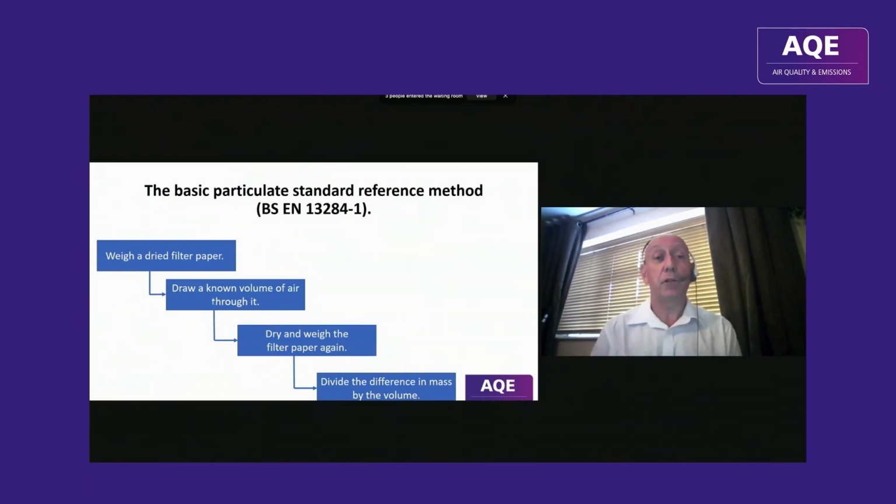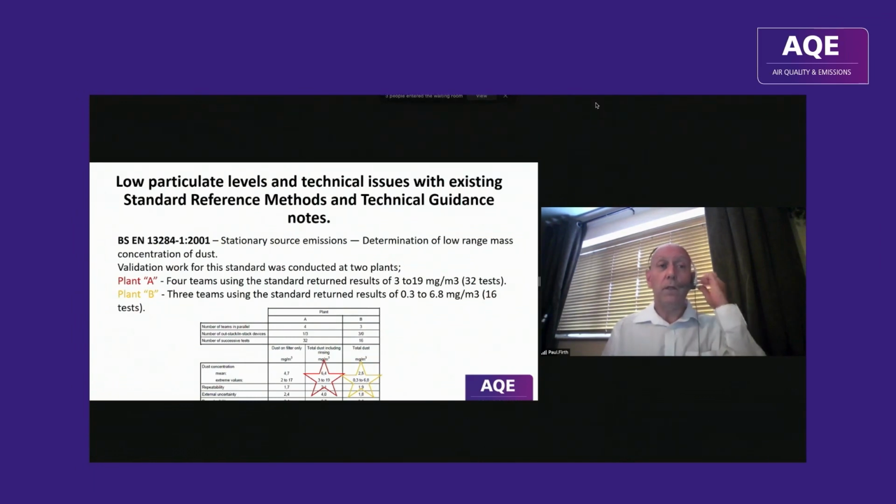So really, just to break things down in simple terms, the basic particulate standard reference method 13284 Part 1 forms the principle of: weigh a dried filter paper, draw a known volume of air through it, dry and weigh the filter paper again, and divide the difference in mass by the volume. Of course, this is the in-stack test. For the out-of-stack, you also include the rinse solution, but this is just an overview of the basic standard reference method for total particulate matter.